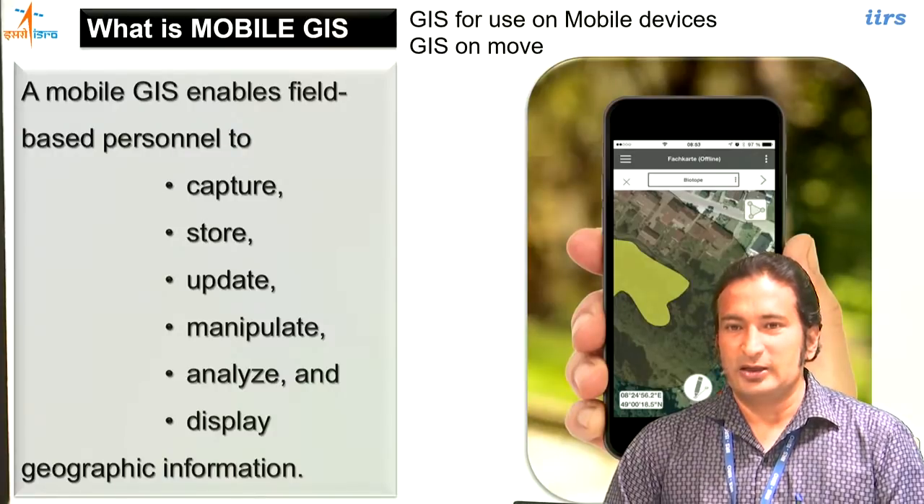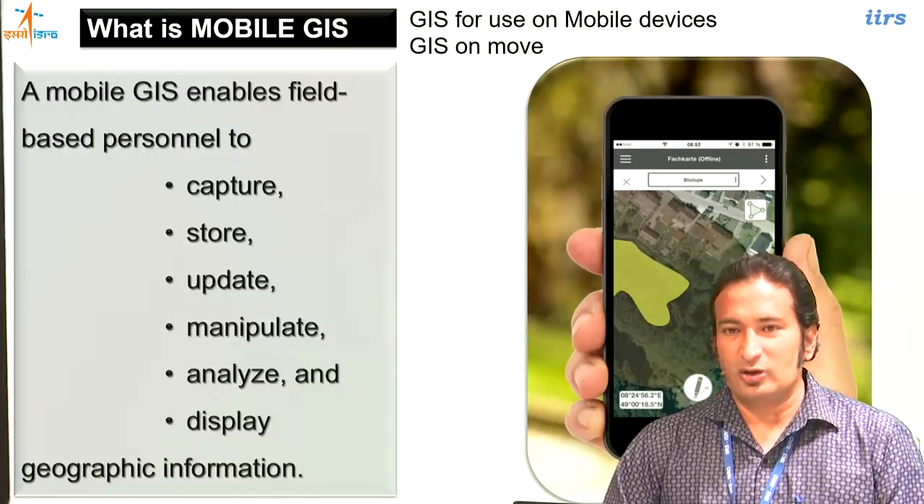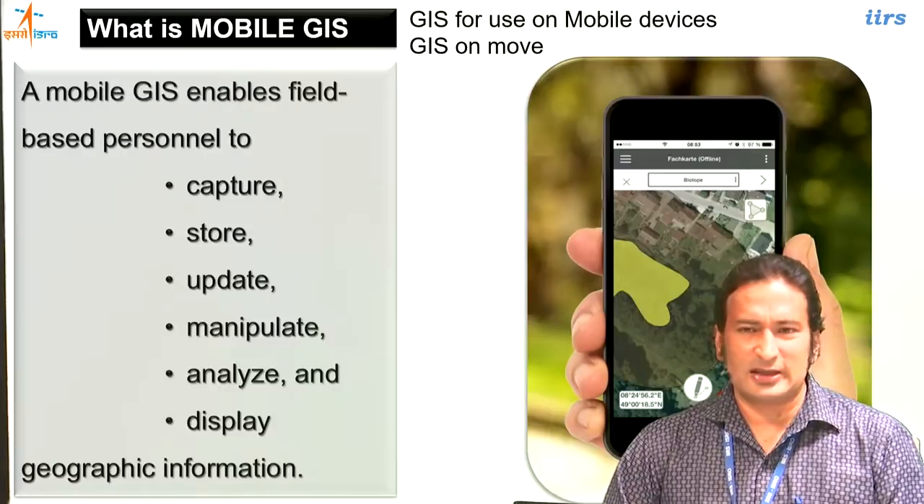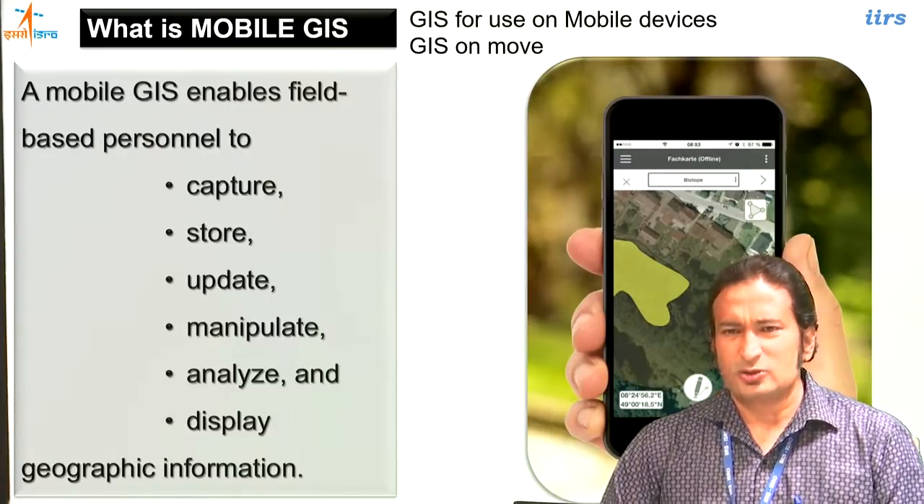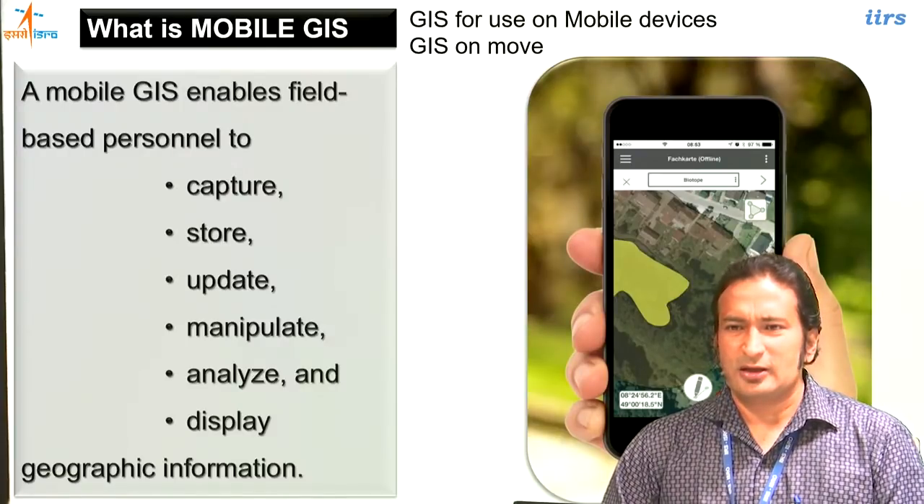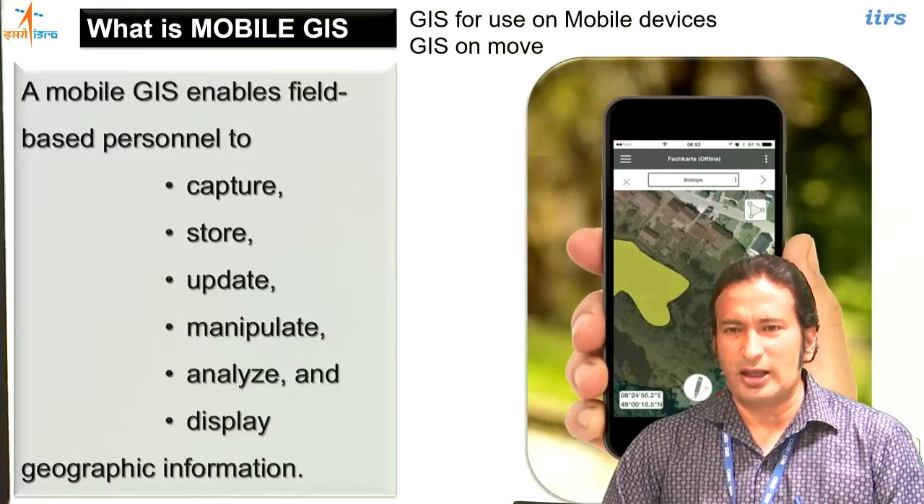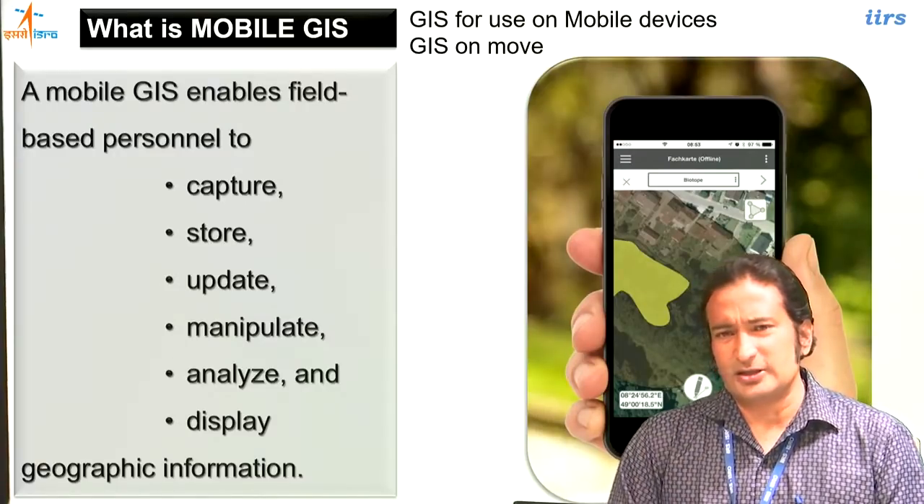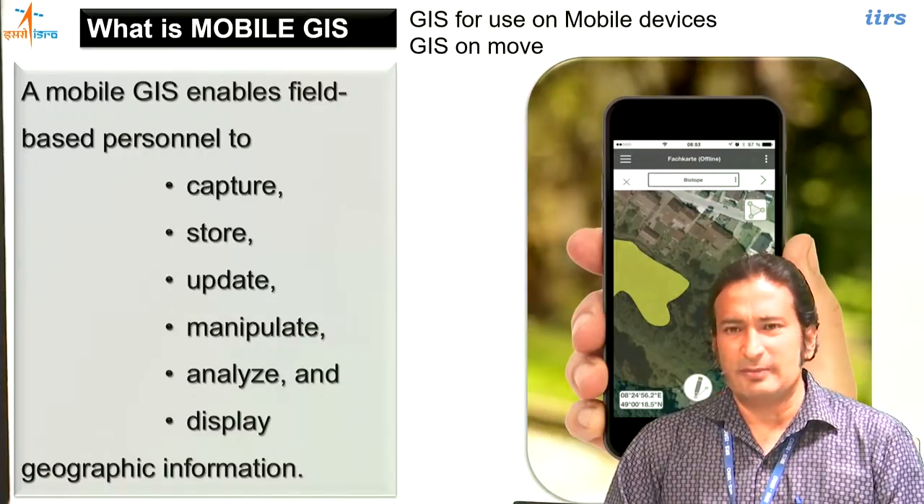Similarly, manipulating: you want to change the data or perform some sort of analysis. There are different kinds of analysis that you might have learned in the previous exercises, like buffer analysis, proximity analysis, network analysis. All these analyses can also be performed on top of a mobile based GIS. And the third part is the display. Again, you can have all your layers displayed on the mobile phone along with the base maps. So these are the various functions of a typical mobile GIS application.